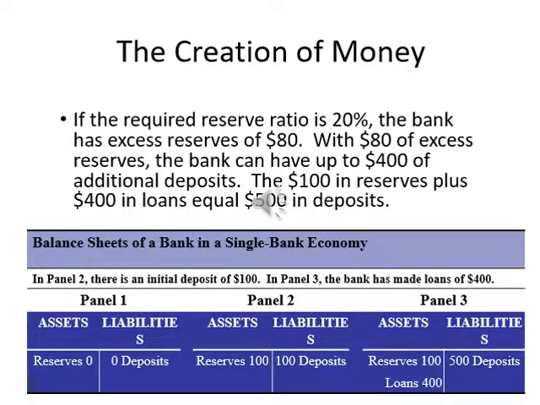The creation of money. If the required reserve ratio is 20%, the bank has excess reserves of $80. With $80 of excess reserves, the bank can have up to $400 of additional deposits. The $100 in reserves plus $400 in loans equal $500 in deposits.